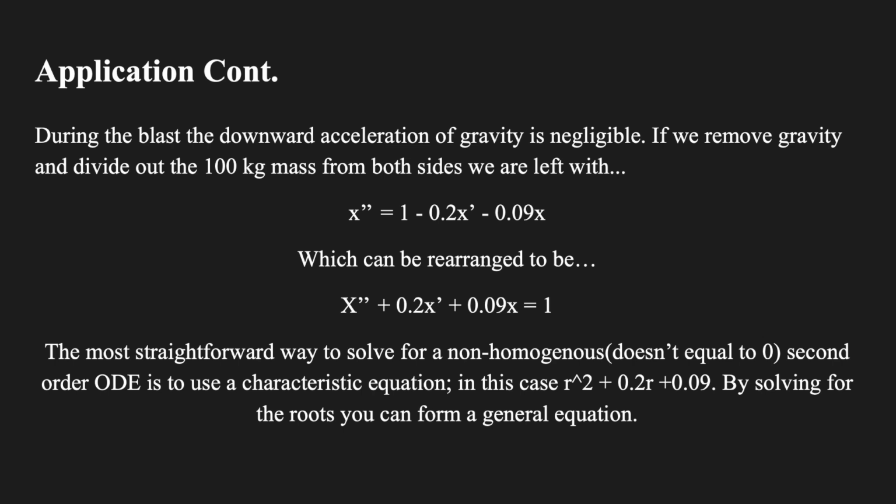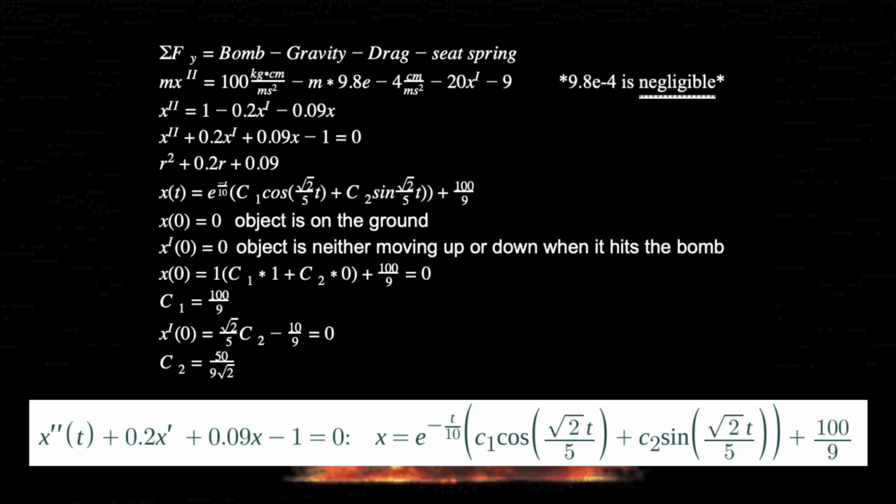The most straightforward way to solve an equation like this is by use of a characteristic equation. In this case, r squared plus 0.2r plus 0.09. By solving for the roots of this equation, you can form a general solution. Here you can see the steps we took to get our solution.